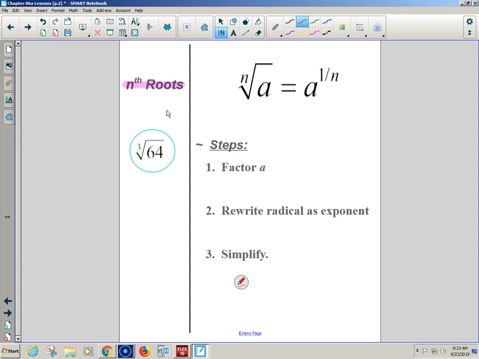Square is weird. There's no "th" on it. 3rd root is weird, but everything after that, 4th, 5th, 6th, 7th, 8th, they all have a th. So we're saying the nth root can change.